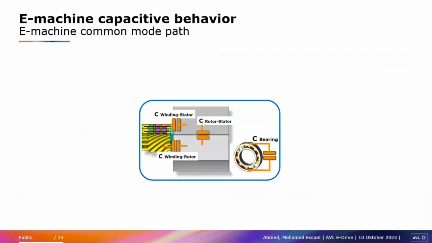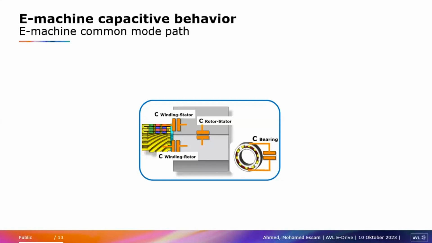So we are all, let's say, familiar with simulating or analyzing the E-machine in terms of electromagnetic inductance, saturation, nonlinearity, the resistance, AC resistance. But the E-machine also has a capacitive behavior, what we call parasitic capacitive behavior. In the equivalent circuit, you would have, for example, from the winding to stator or to the frame, from rotor to stator, and also from the winding to rotor, and the bearing itself also has a capacitance.